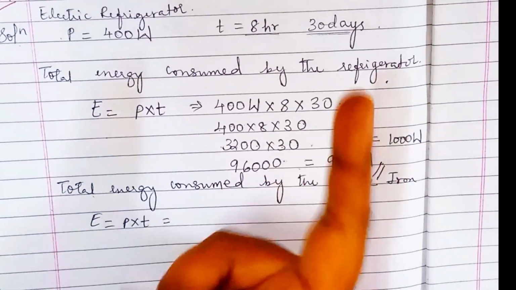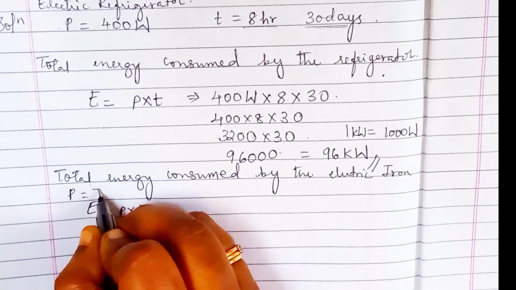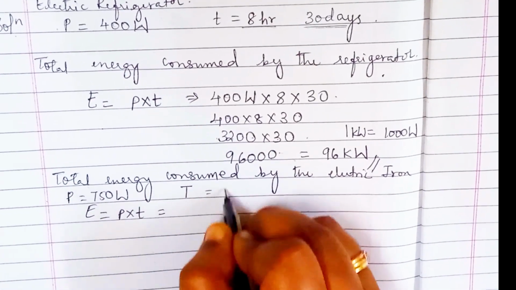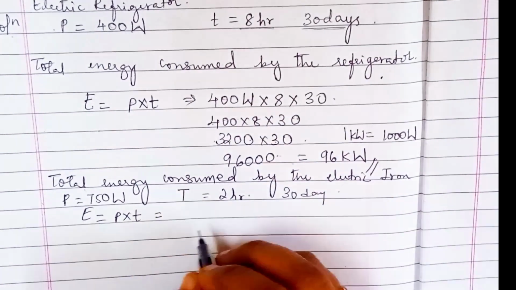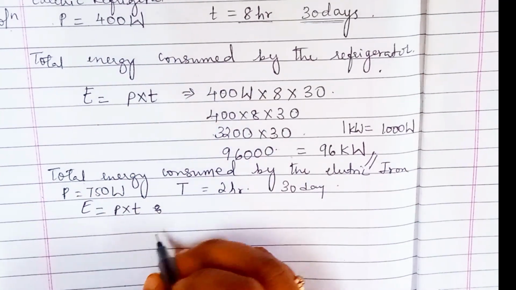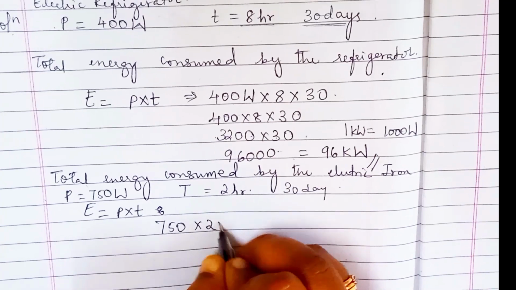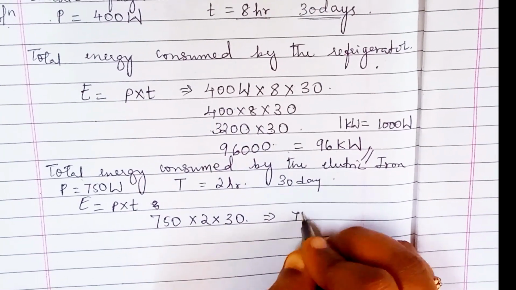So how much is power consumed here, in the electric iron box? What is the power consumed? It is equal to 750 watt. And then time, how much have they given? Time is equal to 2 hours. They are telling us to calculate for how many days? 30 days. So which is nothing but what? E is equal to P into T. Now just substitute the values: 750 into 2 into 30. Now just multiply. So this will be how much?